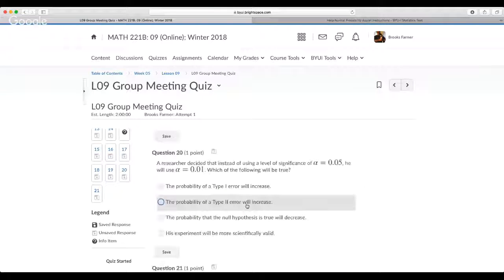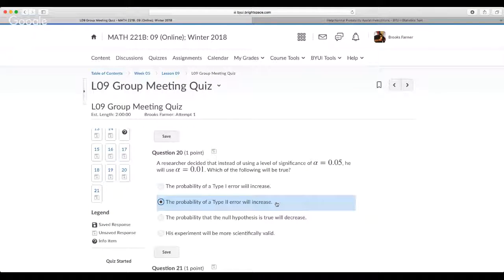20, a researcher decided that instead of using a level of significance of alpha equals 0.05, he will use an alpha of 0.01. Which of the following is true? Basically, when you decrease the type 1 error, the type 2 error will increase. So it's B. Okay. That makes sense? Yeah, it will eventually. So just remember, we're talking about your level of significance. You want it to be as low as possible to prevent type 1 errors, but if it's too low, your type 2 errors will increase.